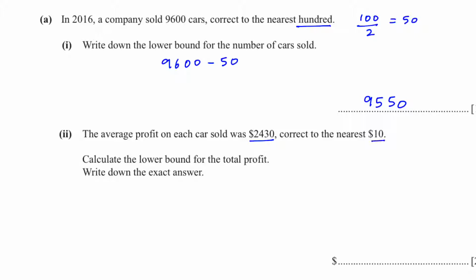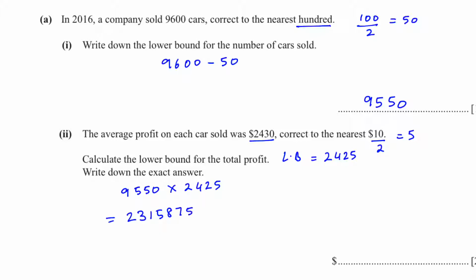It is rounded to the nearest 10, so 10 divided by 2 is 5. Therefore, the lower bound of 2,430 is 2,425. We subtracted 5. We already found the lower bound of the number of cars. Now we'll multiply it by 2,425. This in turn will give us 23,158,750. And that's your answer.